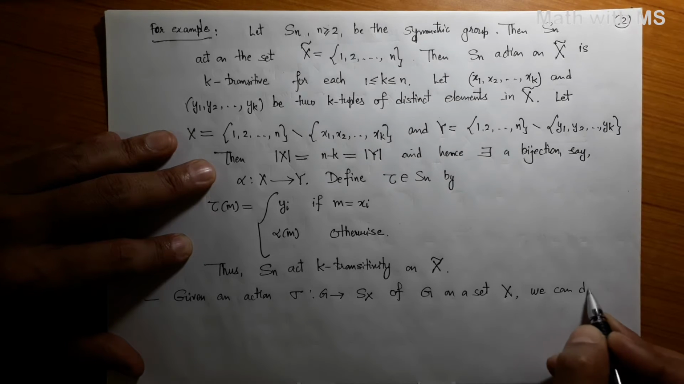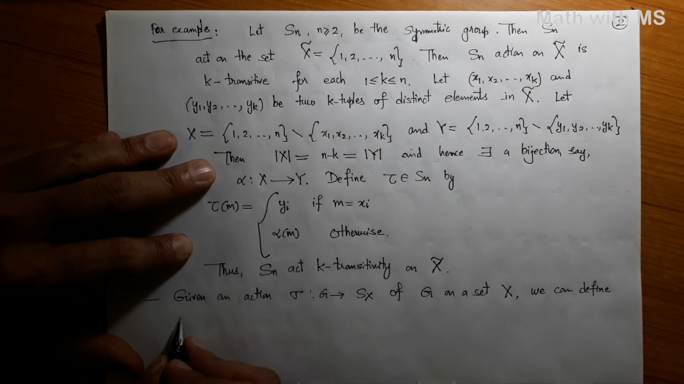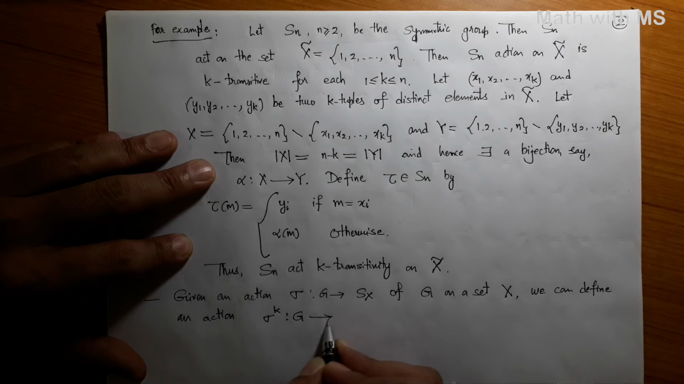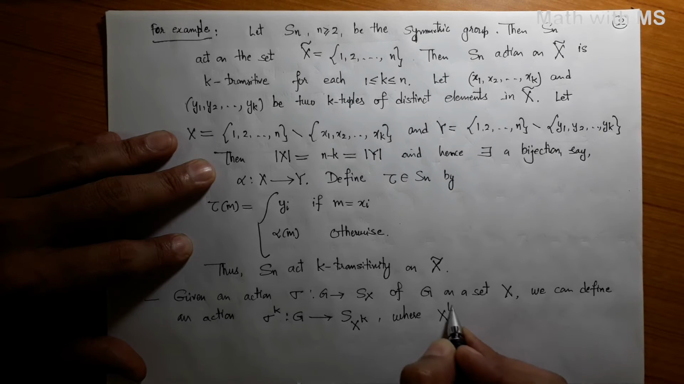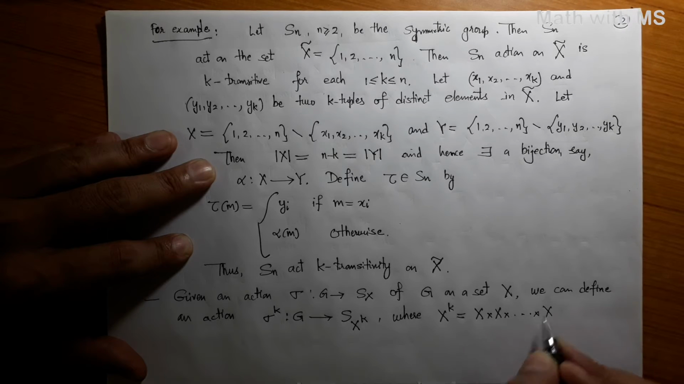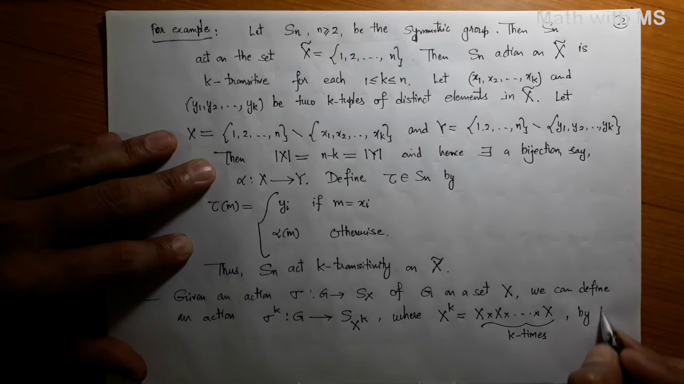We can define an action, let me denote it by sigma k, from G to the symmetric group on X to the power k, where X to the power k is a k-fold Cartesian product, X times X times X. By the rule, it is a diagonal action.